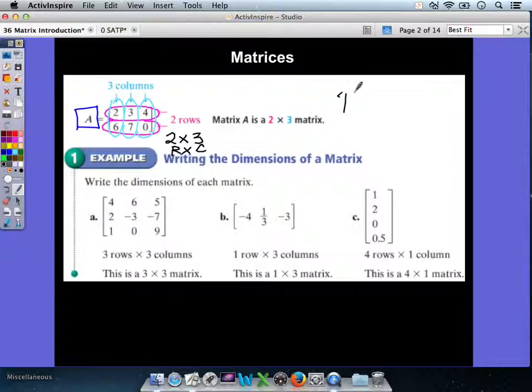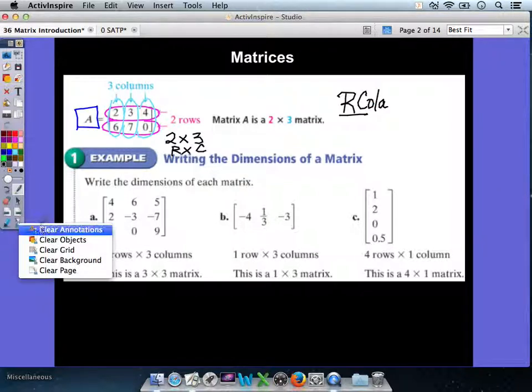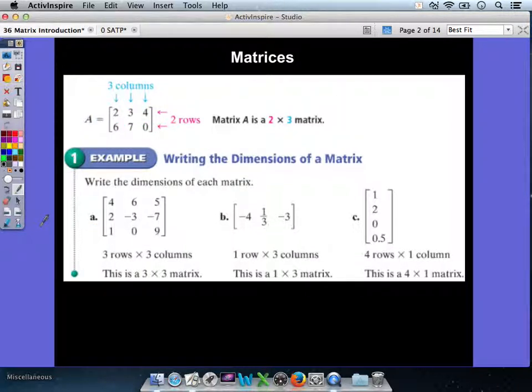The way that I always remember that, when I was a little girl, I went to the store and I bought me an RC Cola and a moon pie. And it was RC. So if you ever had an RC Cola, that will be a way to remember that it's in that order. But it's row by column. And this is going to be very, very important whenever we start to multiply.